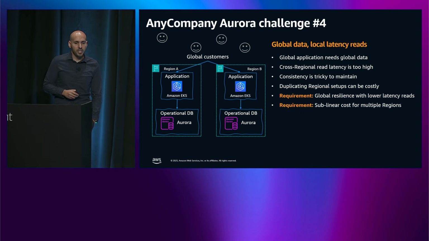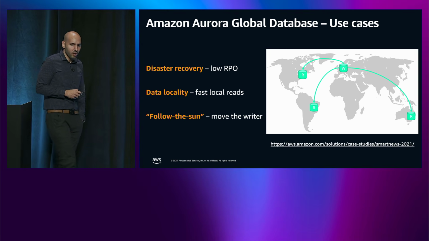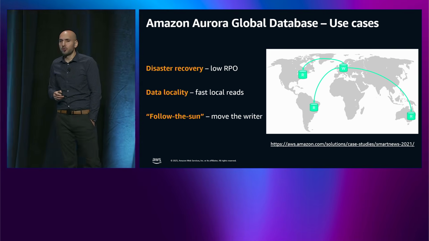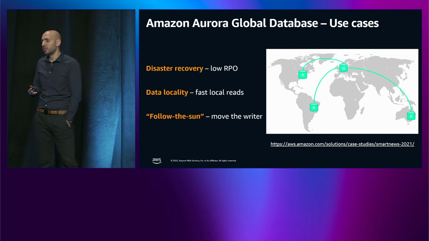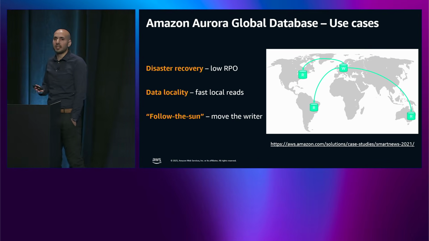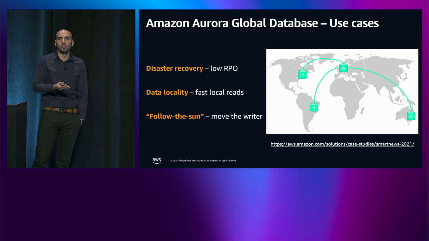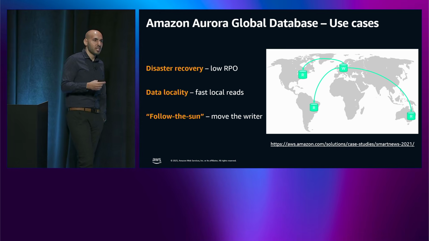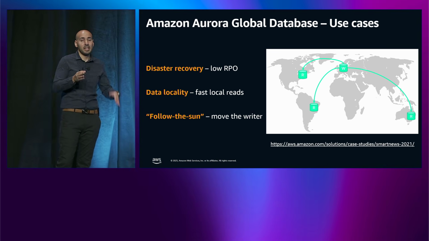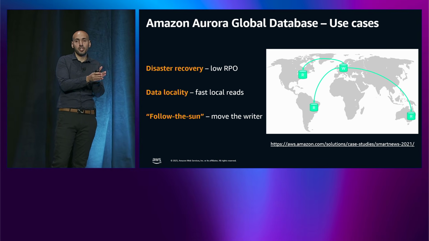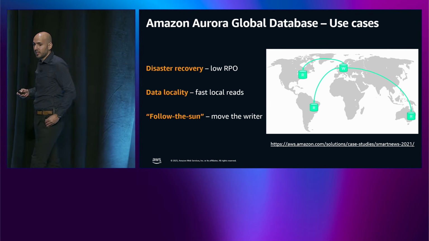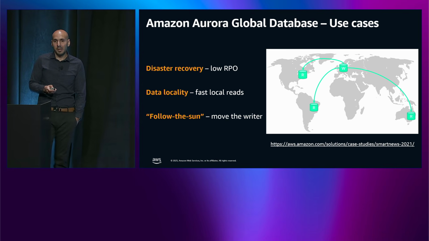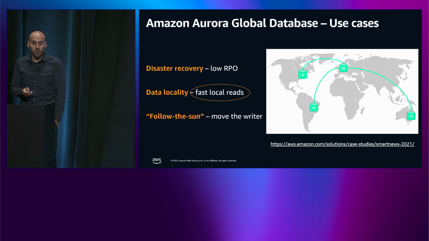So what we can do is use a feature called Aurora Global Database. With the Aurora Global Database, we are using storage-based replication, so physical replication, to replicate the data. It's much more consistent, and it's much lower latency compared to logical replication. And the typical RPO is up to 1 second. So that means that the lag or the latency between the primary region and the secondary region is up to 1 second.